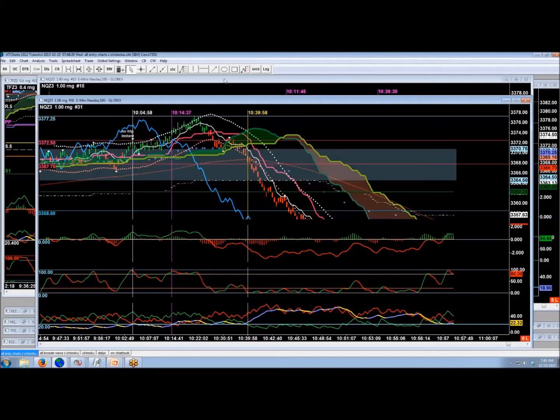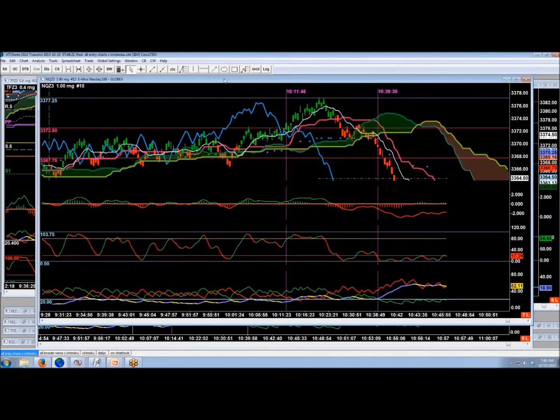So you're going to find that no matter what setups you are using, the Ichimoku indicators can definitely be helpful either by themselves or in conjunction with your setups for confirmation if you like.